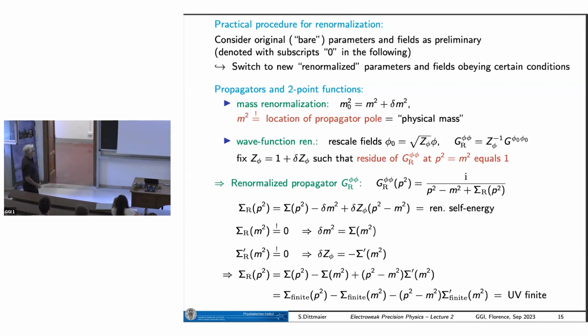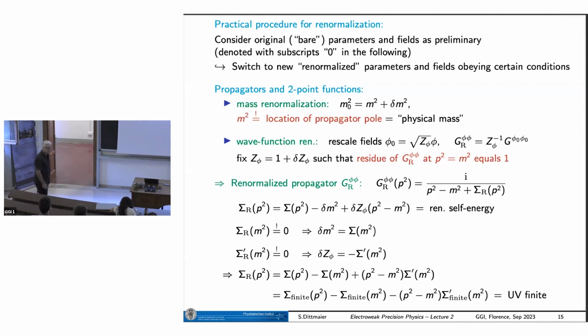At the same time, to make this two-point function, in particular the propagator, finite, and to make it fulfill certain properties that we still have to define in more detail, we also introduce a wave function or field renormalization. That means we consider the original fields bare. We just have one, the field phi. I call it phi 0 here, and split it into a field that obeys certain normalizations times a rescaling factor.